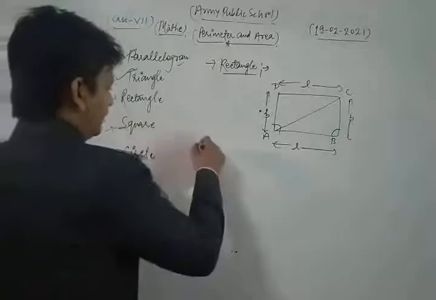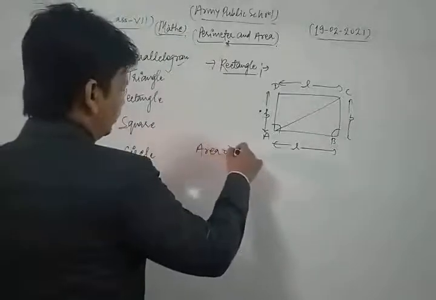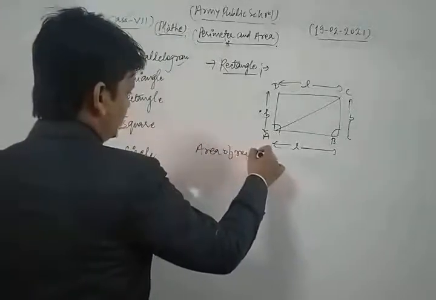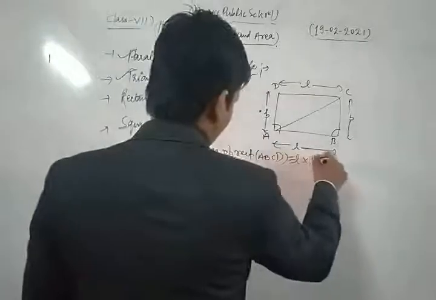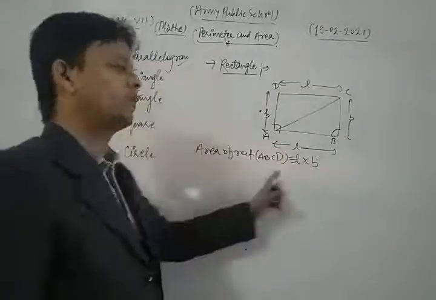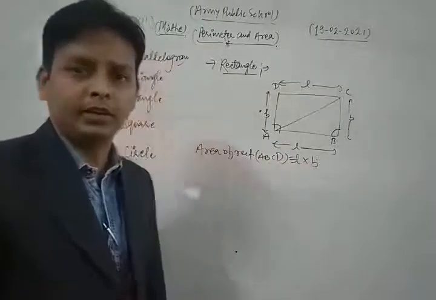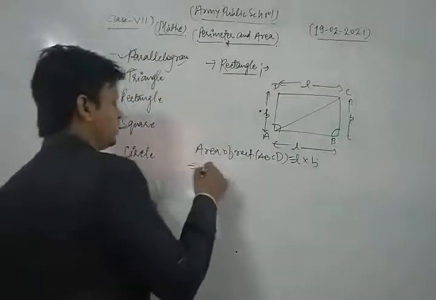There are three important formulas related to that topic. First is the area of rectangle ABCD, which is length into breadth. This is the formula for area of rectangle, length into breadth. And the second important formula is perimeter.